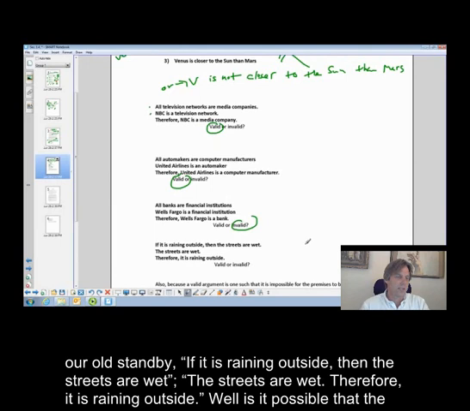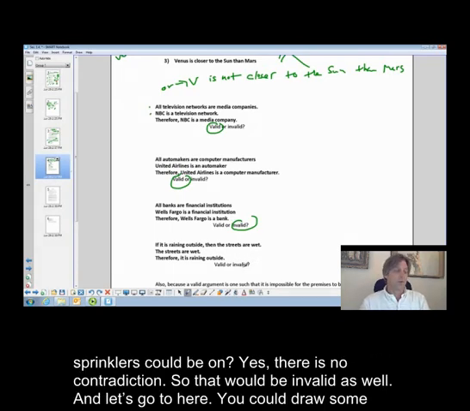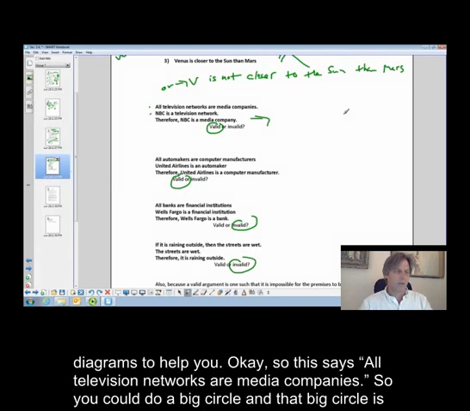And here's our old standby. If it's raining outside, then the streets are wet. The streets are wet. Therefore, it's raining outside. Well, is it possible that the sprinklers could be on? Yes, there's no contradiction. So that would be invalid as well. And let's go to here. You can draw some diagrams to help you.